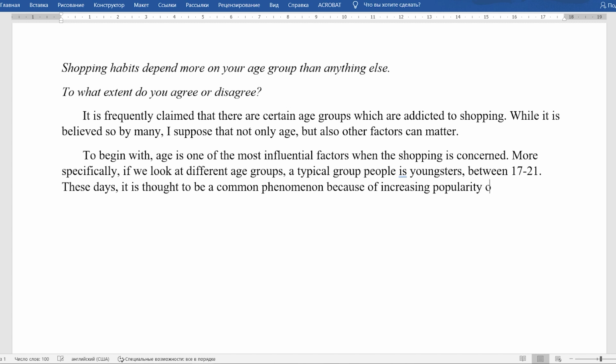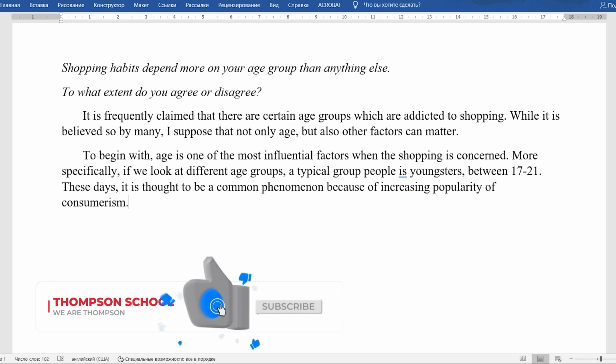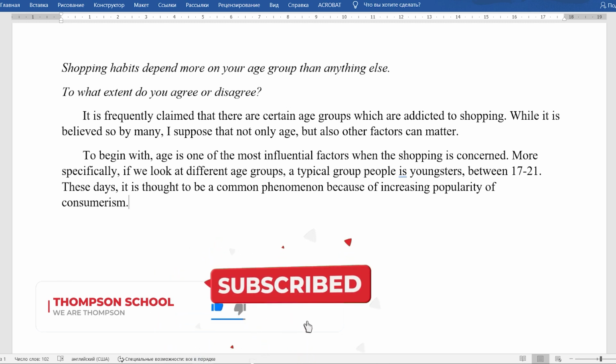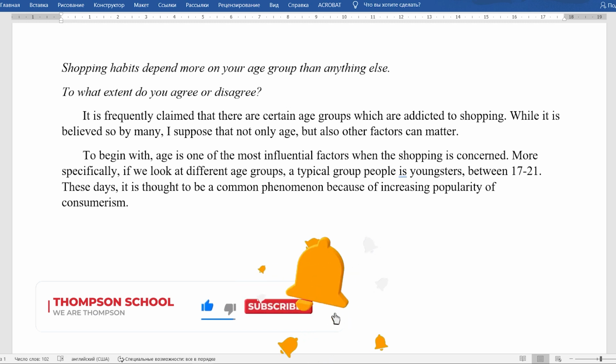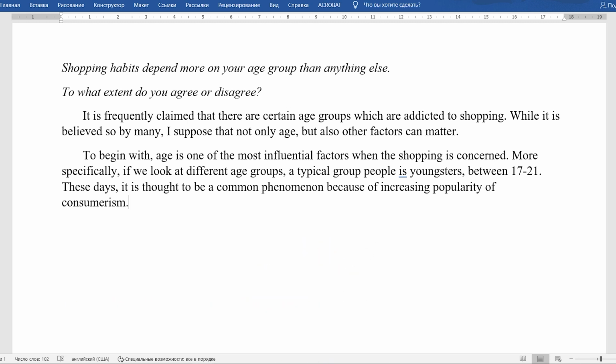Because of increasing popularity of consumerism. So it's actually a topic related to vocabulary. If you want to know such words, it is better to Google them, because Google will help you know more about them. Consumerism can be used in different topics, not only education, shopping, market, selling something, such kind of words. Also when it comes to restaurants. So now I want to explain the reason.